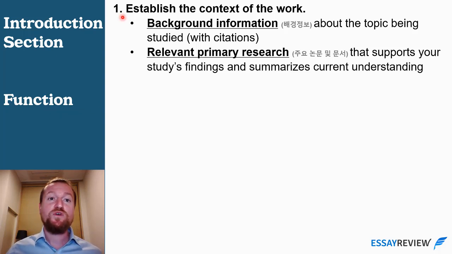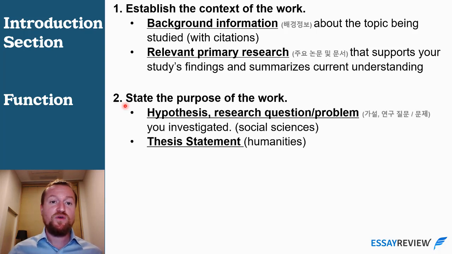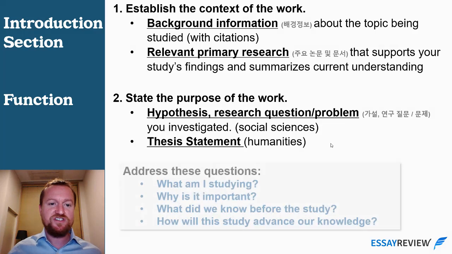In most papers, you want to first establish the context or the background of the work. This means describing the topic being studied right away with citations, and then discussing primary research that supports your findings or summarizes the study or related studies to your work. Next, we're going to state the purpose of the work, and this will include the hypothesis for social science papers or the research question or the problem. In the humanities, we're going to use a thesis statement, but you'll see the thesis statement will come a little bit earlier in the introduction.